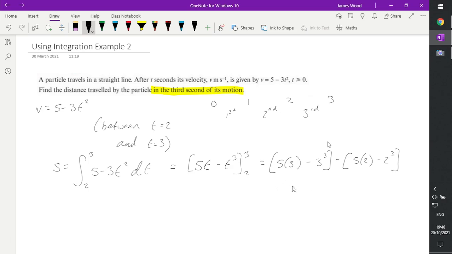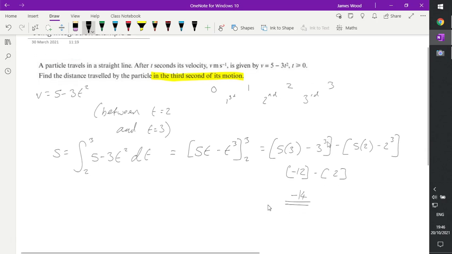So it's going to be minus 12 minus 10 minus 8, which is 2. So minus 12 minus 2 is minus 14. So it's negative like we expected underneath the graph. The distance travelled is therefore 14 meters in the third second of motion.